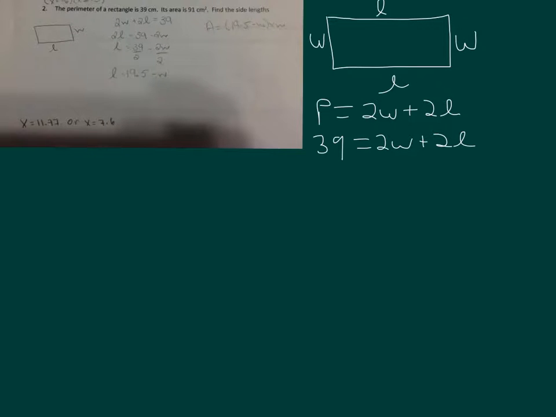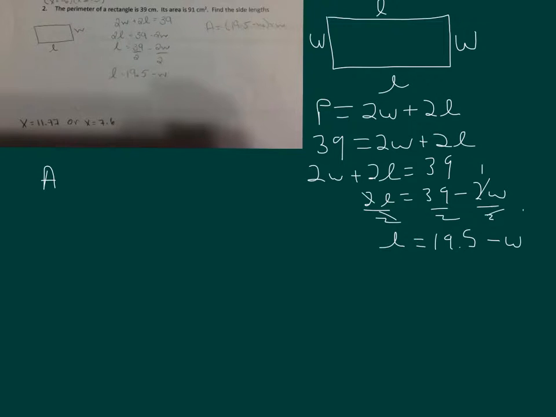So what I'm going to do here is, first of all, I'm going to reverse sides, and I'm going to solve for L. So I'm going to bring the 2w over to the other side and subtract it. And then I'm going to divide everything by 2 to get rid of that 2 in front of the 2l. So I have L equals 19.5 minus w, because 2 divided by 2 is slashy slashy, okay?